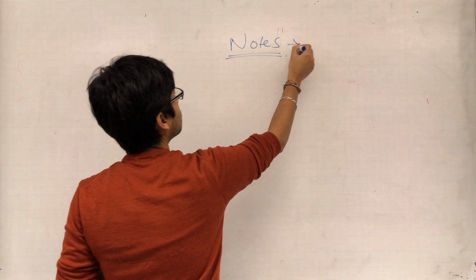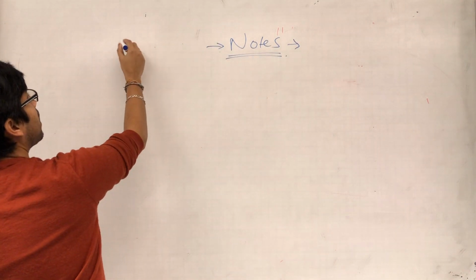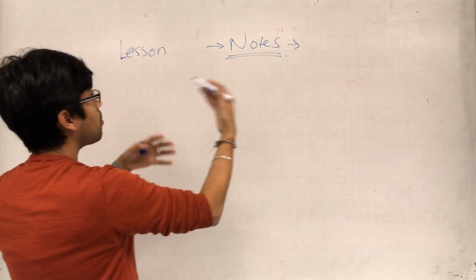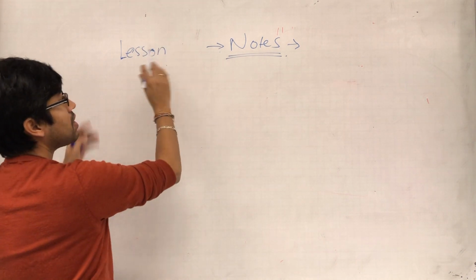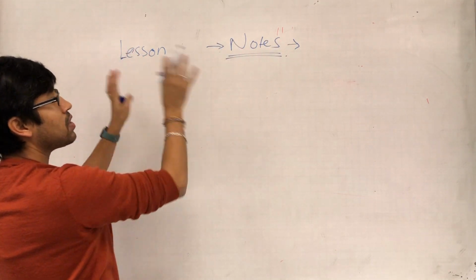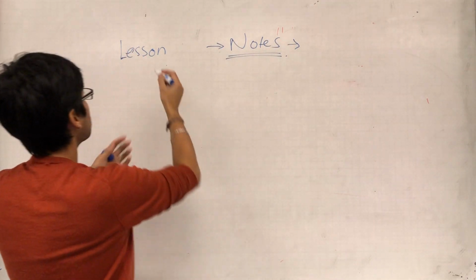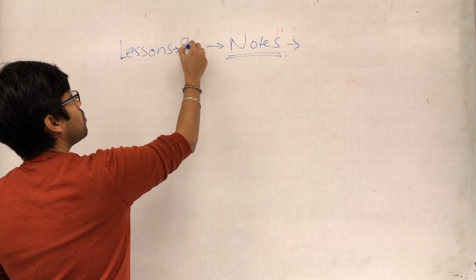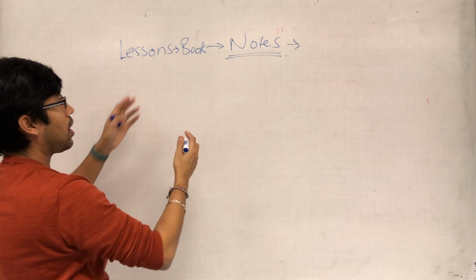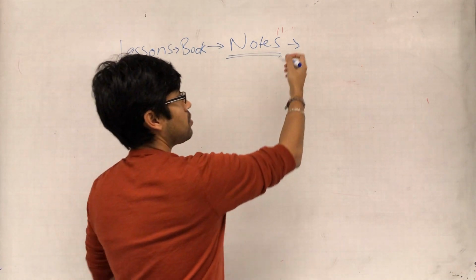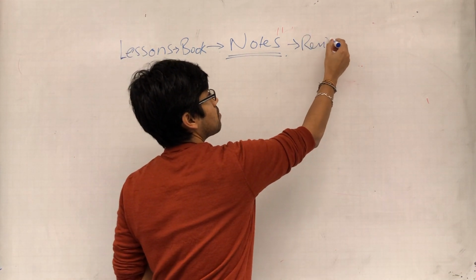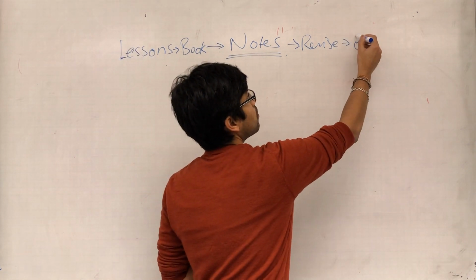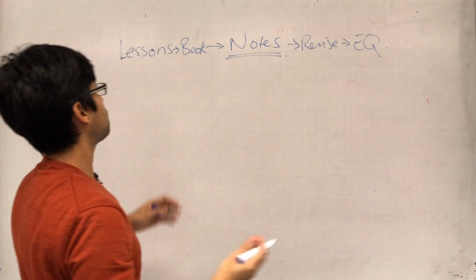So we've got notes, you might have a lesson, and more and more these things don't happen in the traditional order. So you have your lessons, and at some point you may read your textbook. You'll use the book to make notes. After you make your notes, you will revise. After you do your revision, you will work through your exam questions.